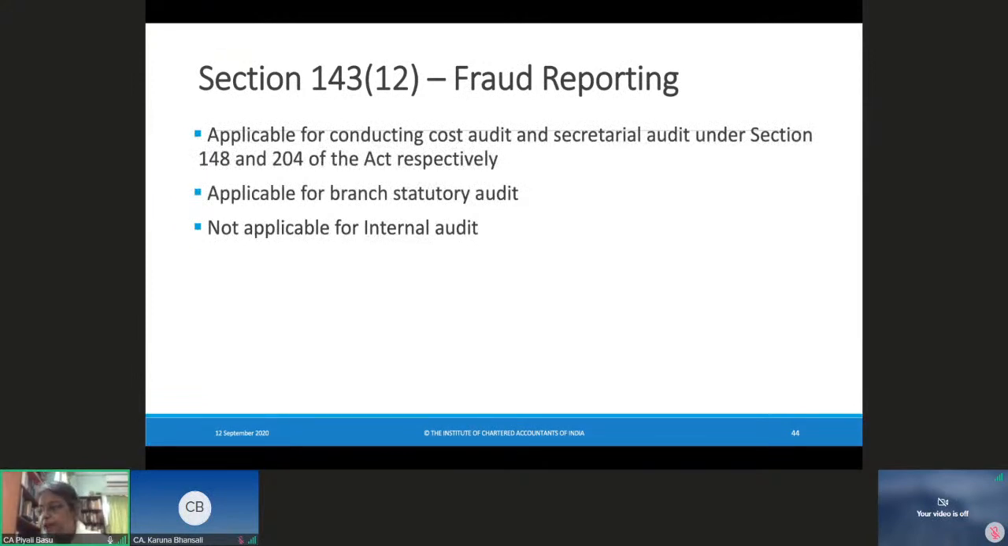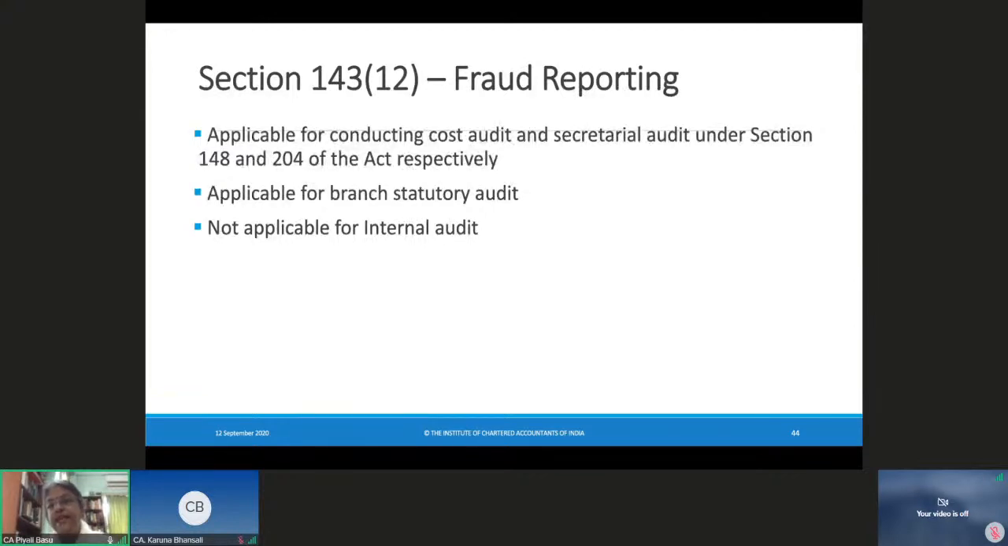I don't think that would be important for the exam purpose. And it contains the nature of the fraud, approximate amount involved, and the parties involved. Okay. And how we identify, in the course of our performance of the audit, such fraud. The definition of fraud is the same as covered in section 447 of the Act.